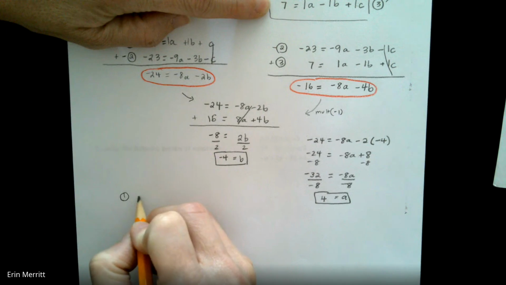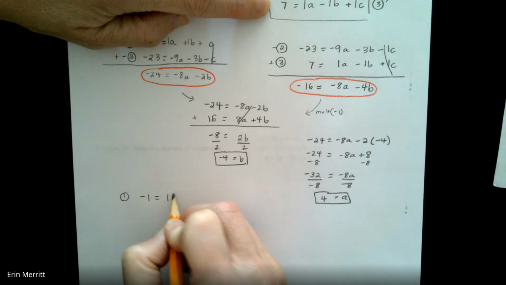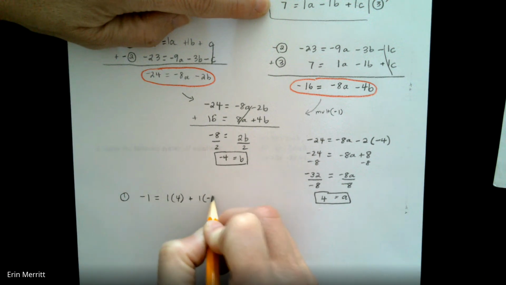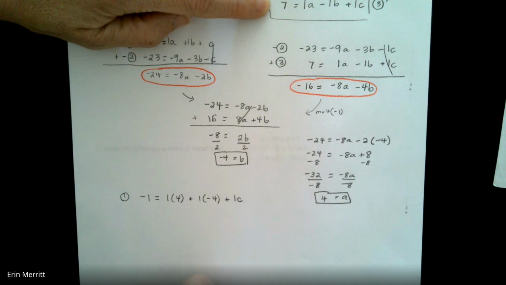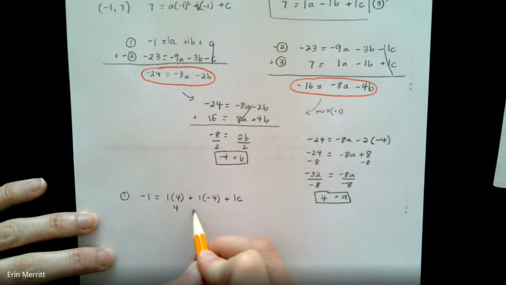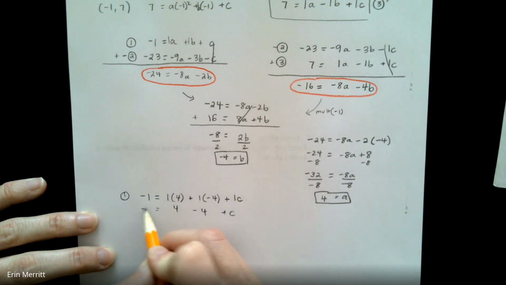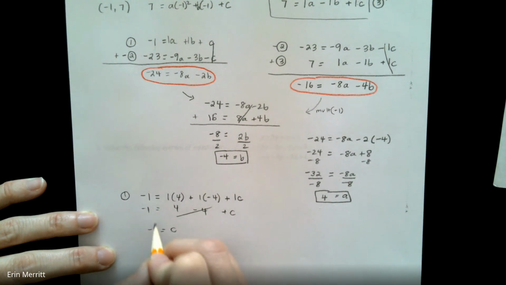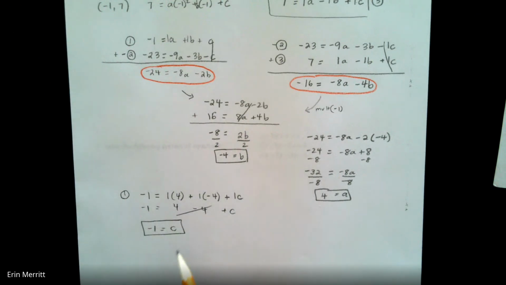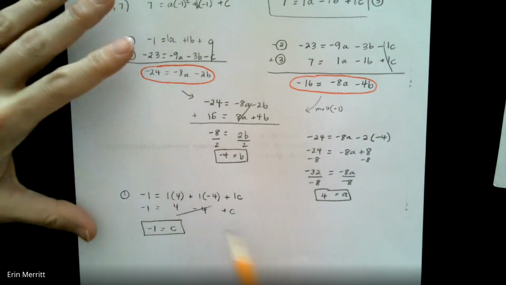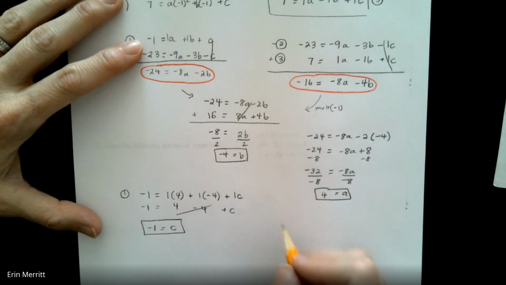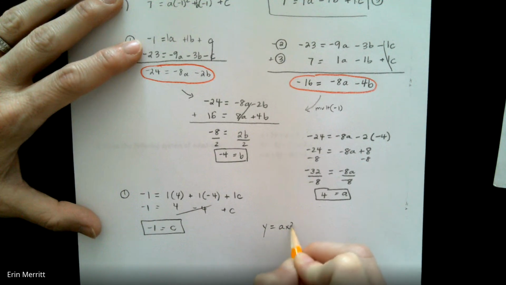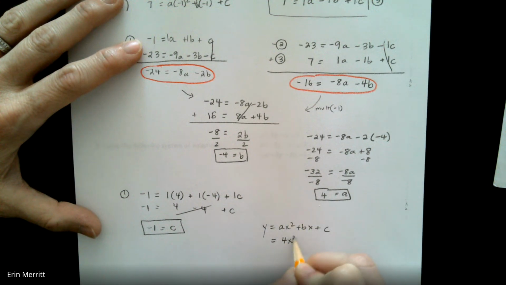So the first one was negative 1 equals 1 times a plus 1 times b plus 1 times c. Well, this would give me 4 minus 4 plus c equals negative 1. That just knocks out, c has to be equal to negative 1 there. All right. You can either check by plugging into one of the other equations, or in this case, finish the question. So it says find the equation in the form of ax squared plus bx plus c. If I plug in, this should be 4x squared minus 4x and then minus 1.